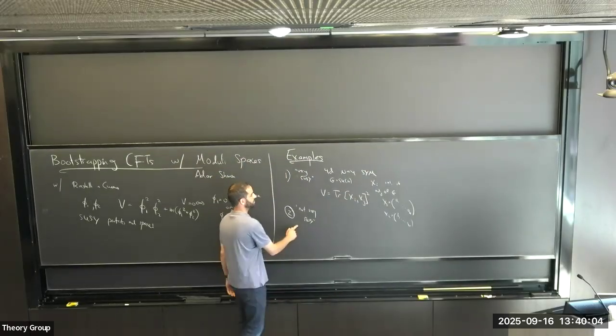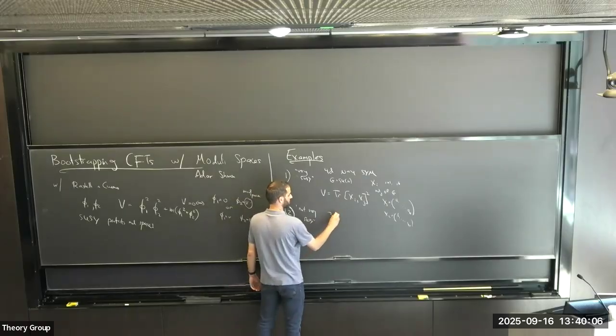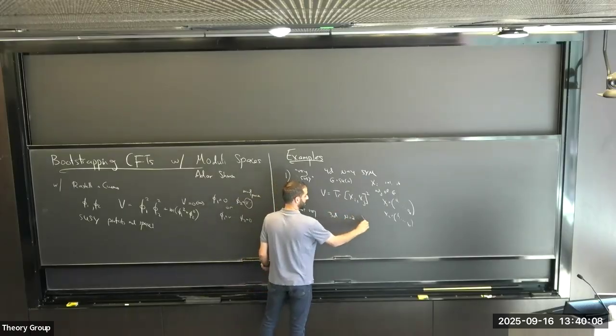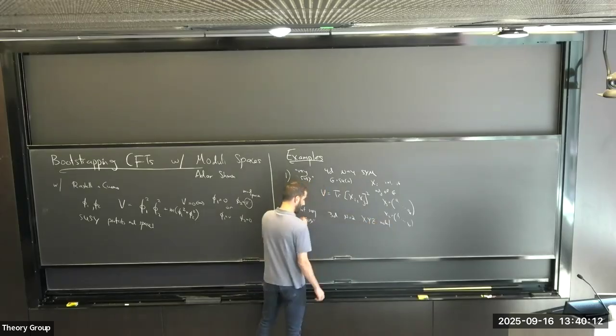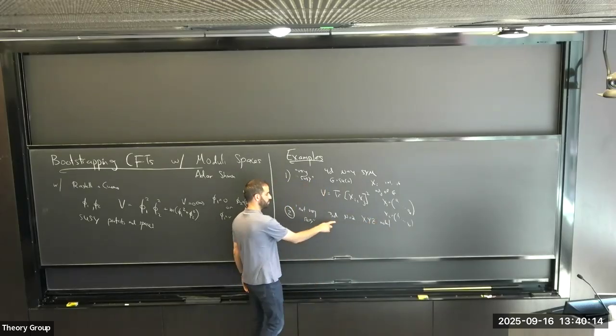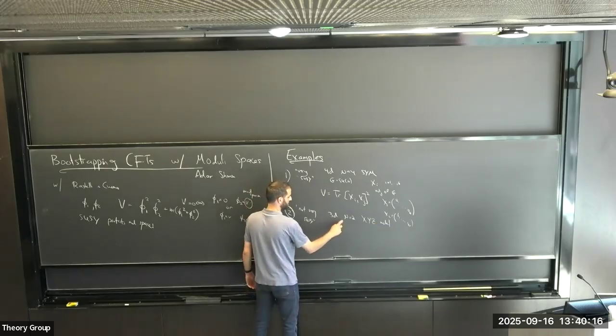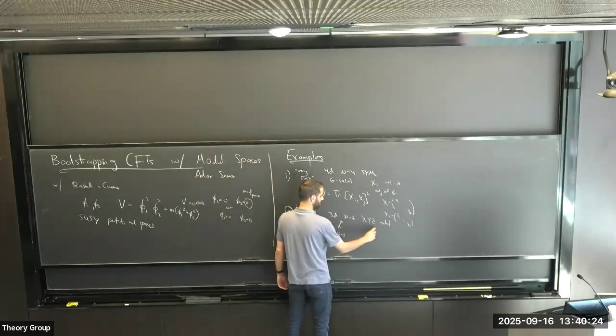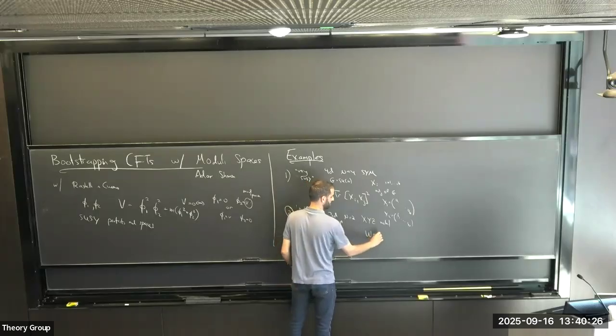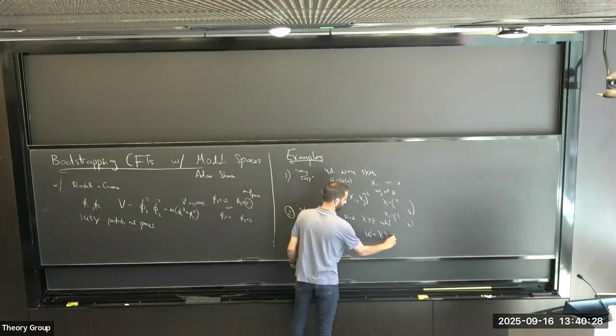A simpler example is 3D N=2, and it's called the XYZ model. If you're not familiar with 3D N=2, it's very similar to 4D N=1. What we do is we take three chiral superfields, X, Y, and Z, and we write down a simple superpotential, which is the product of X, Y, and Z.